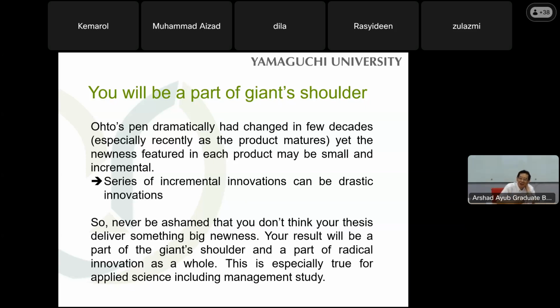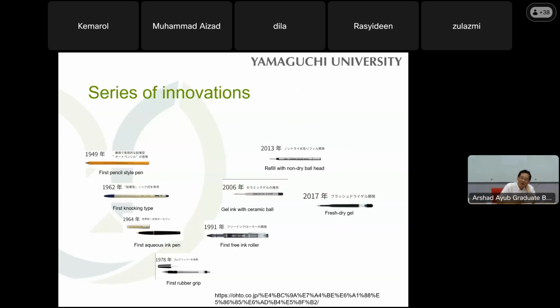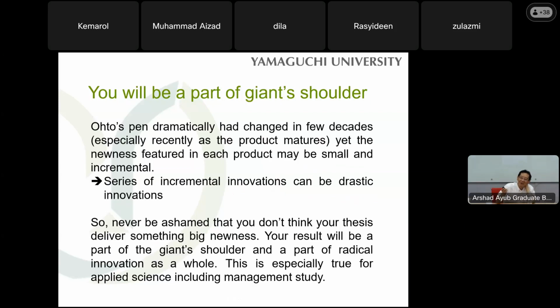So never be ashamed if you think your thesis doesn't deliver something big and new. Your result will be a part of the giant's shoulder. And if you are lucky enough, your thesis will be referred to by others, like the pen in 1949, and your output will be a part of innovation as a whole.